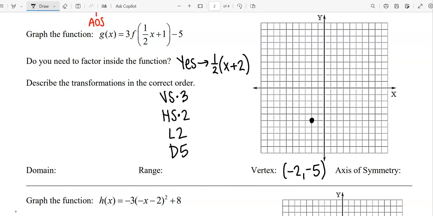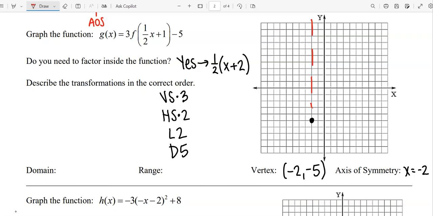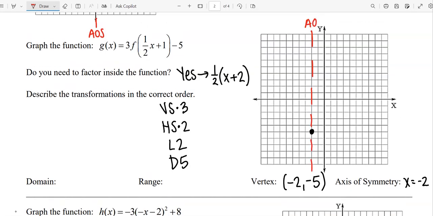What does that mean my axis of symmetry is? X equals -2. Remember, you're giving me the equation for that line. And let's draw that on our graph just to help us out later. And I'm going to label it AOS for axis of symmetry.